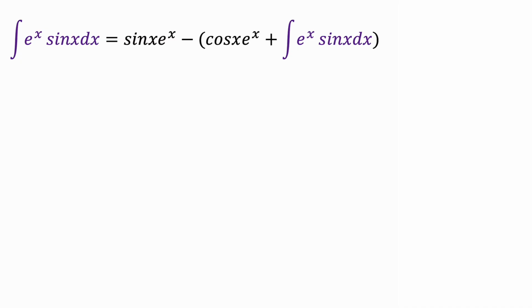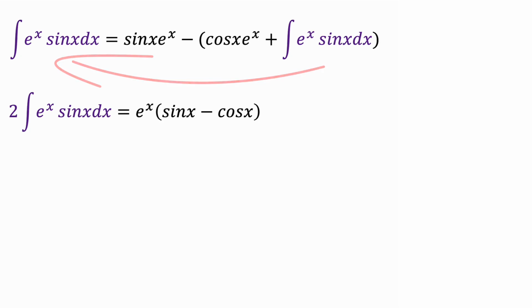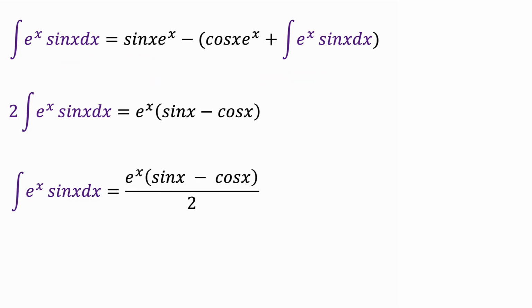Now let's see what happens if I apply that negative sign to the expression inside the parentheses. It is negative cosine x e to the power of x minus that integral. Now I will move that negative integral of e to the power of x sine x dx to the left side. So we end up with 2 times the integral of e to the power of x sine x dx equal to that expression. What steps should we take to finally get the integral? It is clear. We divide everything by 2. The result of the integral is obtained.